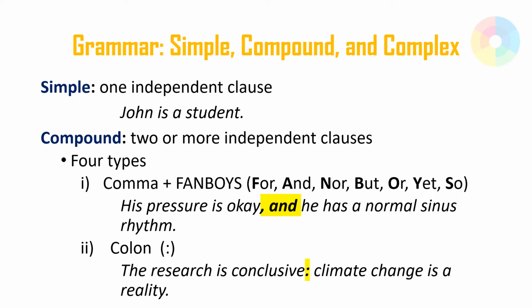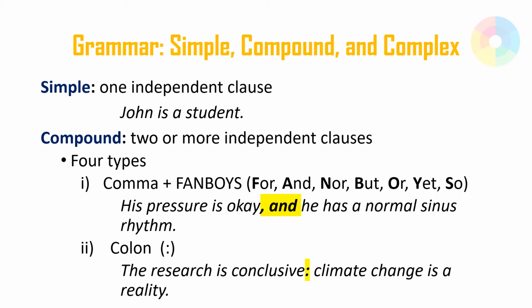A compound sentence, on the other hand, is two or more independent clauses. And there are, in fact, four types of compound sentences. The first type of compound sentence is where the two independent clauses are combined using a comma plus fanboys. And fanboys is an acronym that stands for the conjunctions for, and, nor, but, or, yet, so. For example, his pressure is okay, comma, and he has a normal sinus rhythm.